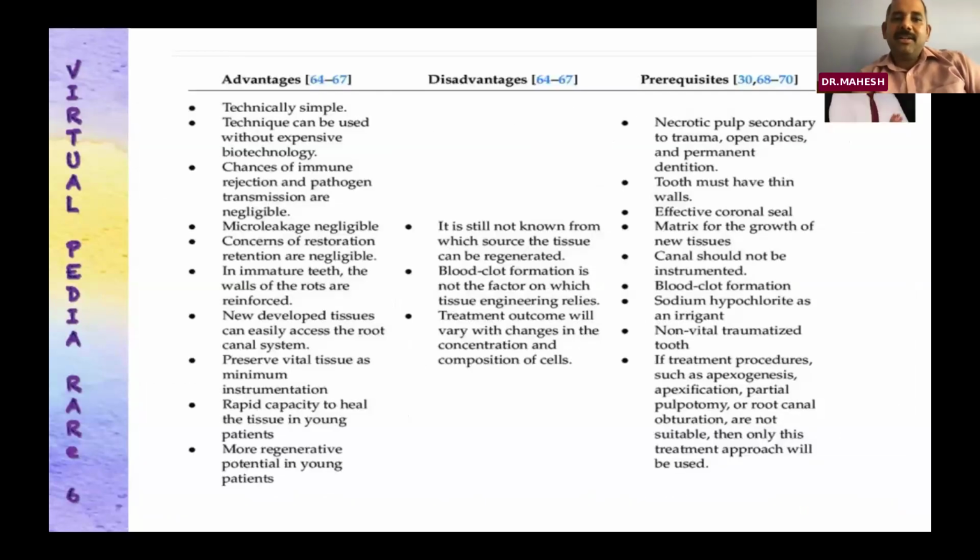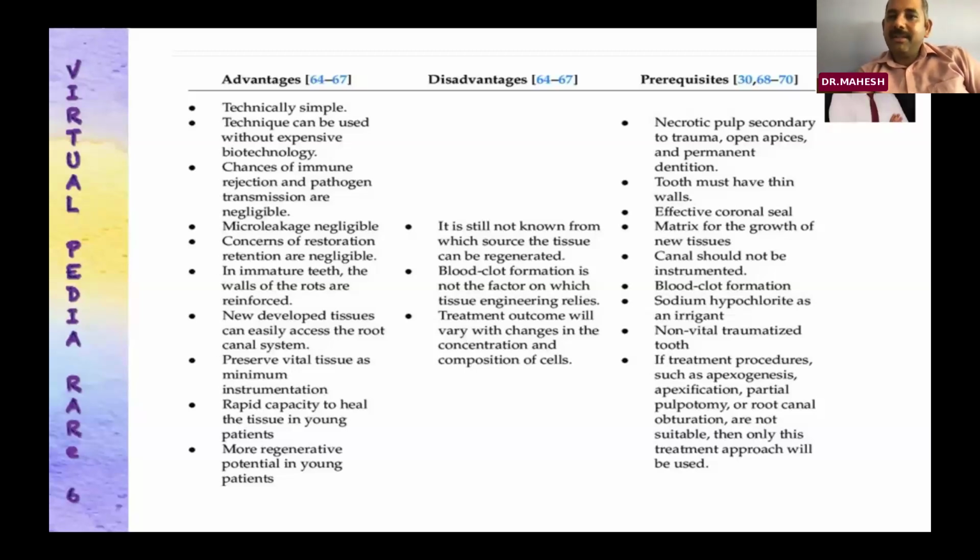So what is the advantage of regenerative procedures? The regenerative procedure is a technically sensitive procedure, but it is actually a very simple procedure. It preserves your vital tissues. But the disadvantage is that the prognosis is not very reliable. We don't know whether the root development is going to happen or not. The outcome is not very reliable in regenerative procedures.